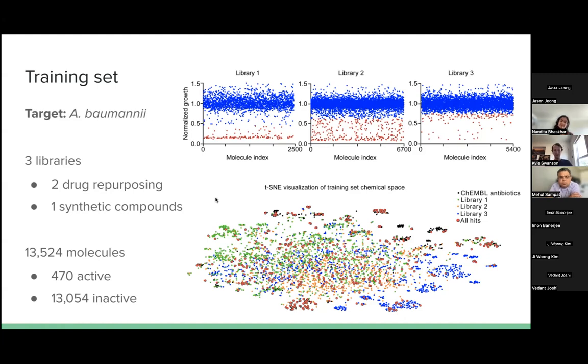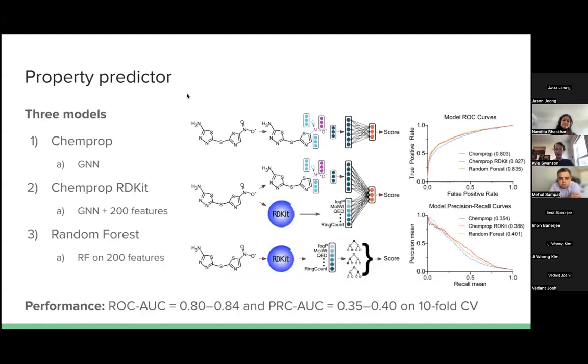Yeah, so these are our training set. And then once we have that training set, we can then train our property predictor models. So we actually tried 3 different types of property predictor models. The first was a Chemprop model, a graph neural network. This is the same type of model that I mentioned earlier in our property prediction work.